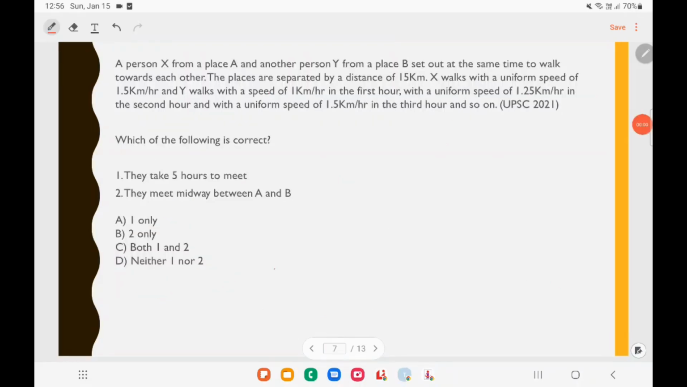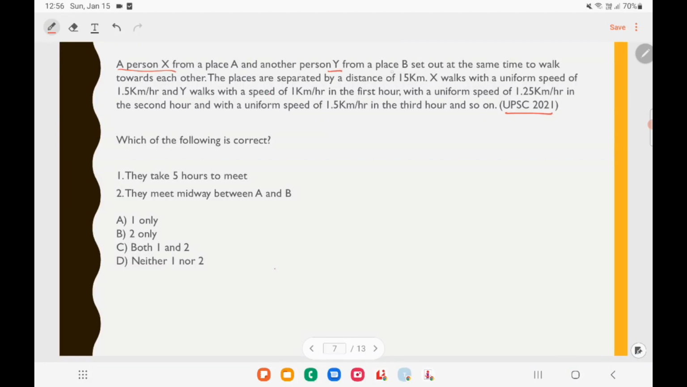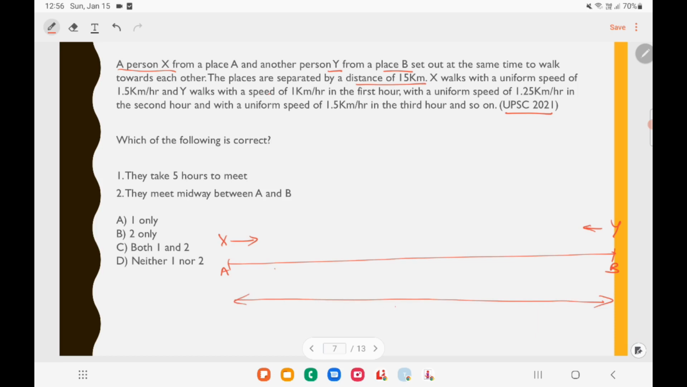Okay. So now let's solve some questions. This is a question from UPSC 2021. A person X starts from place A and another person Y starts from place B, and they set out at the same time to walk towards each other. So let's say this is A and this is B, and person X started moving like this and person Y started moving like this, right? The places are separated by a distance of 15 kilometers. So this is 15 kilometers.